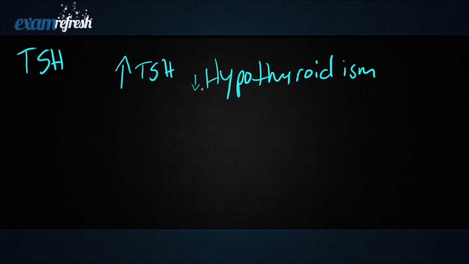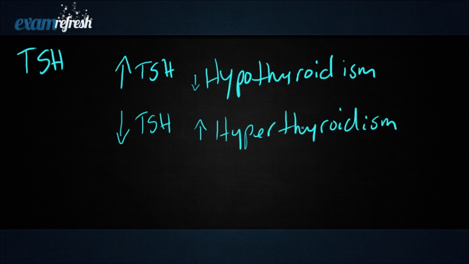So just keep those in your mind together. Inversely is true as well. If you have less TSH in your blood, your pituitary is saying you don't need as much thyroid hormone, so it stops producing it. So you will have hyperthyroidism. If your thyroid is overactive and it's putting too many hormones into the system, the pituitary is going to say, I will produce less TSH, and hopefully that will stop the thyroid from producing hormones.